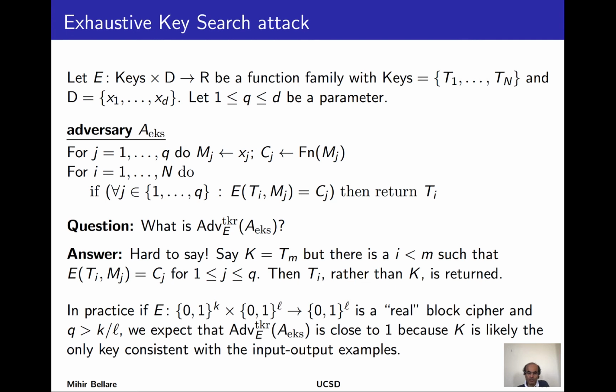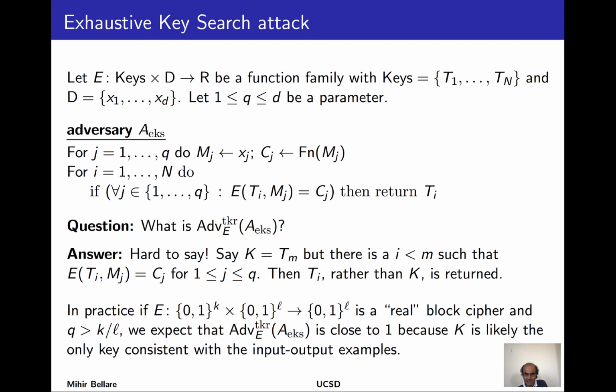So if I ask what is the advantage of the adversary, I would have to try to assess how likely it is that, prior to hitting the target key in this list, I don't stop. I don't hit any consistent key different from the target key. So we can think about that question, and we understand that that's what influences the advantage we obtain.